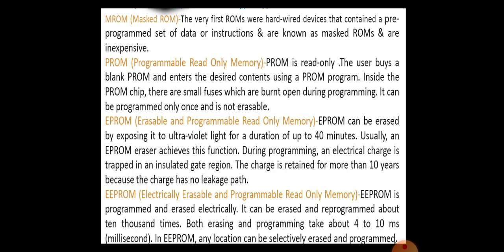Coming to the EEPROM, it is electrically erasable. That is, instead of using ultraviolet light for erasing, EEPROM uses electrical signals. It can be erased and reprogrammed about 10,000 times. Both erasing and programming take only 4 to 10 milliseconds. In EEPROM, any location can be selectively erased and programmed. The EEPROM method is copied by the pen drive. The same pattern is used in pen drives also.